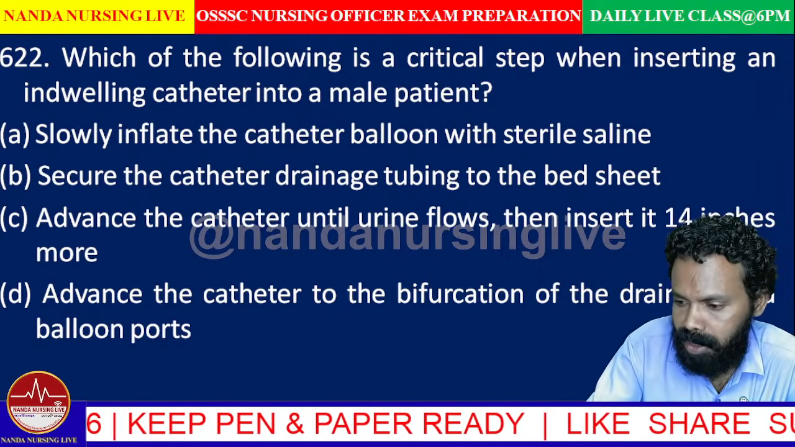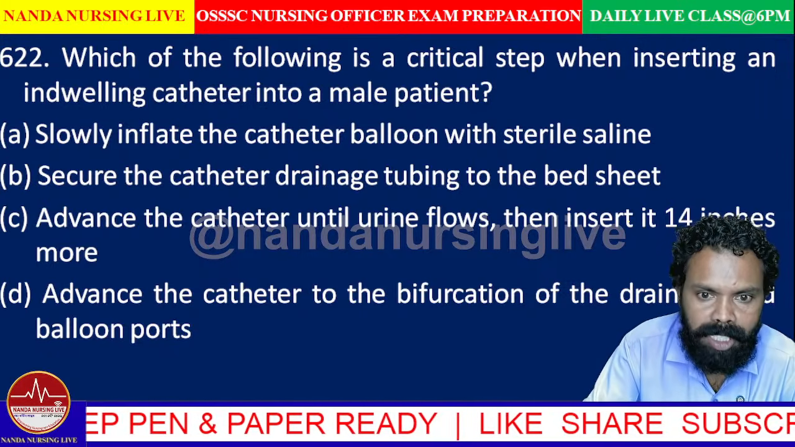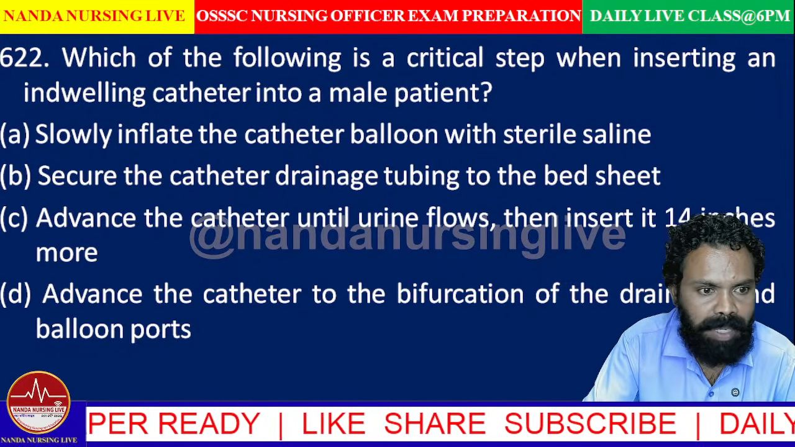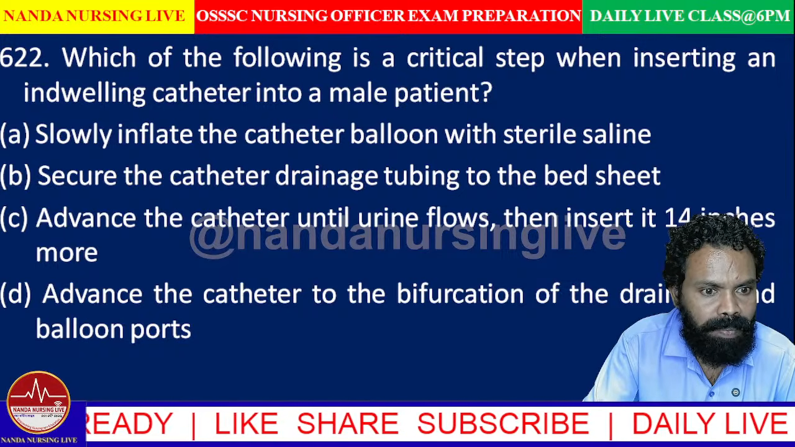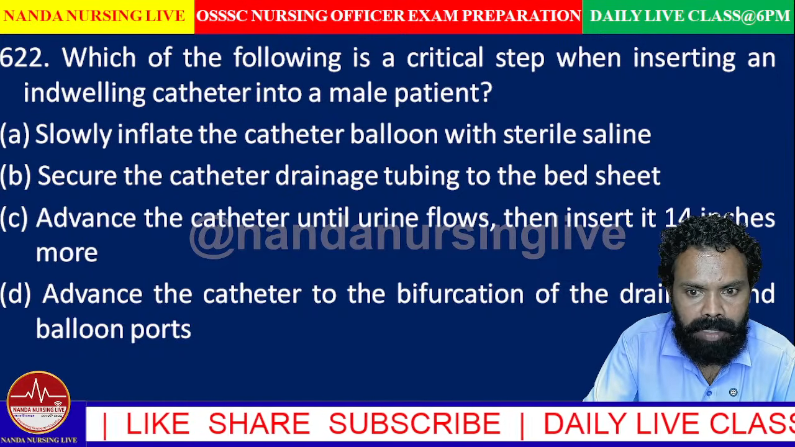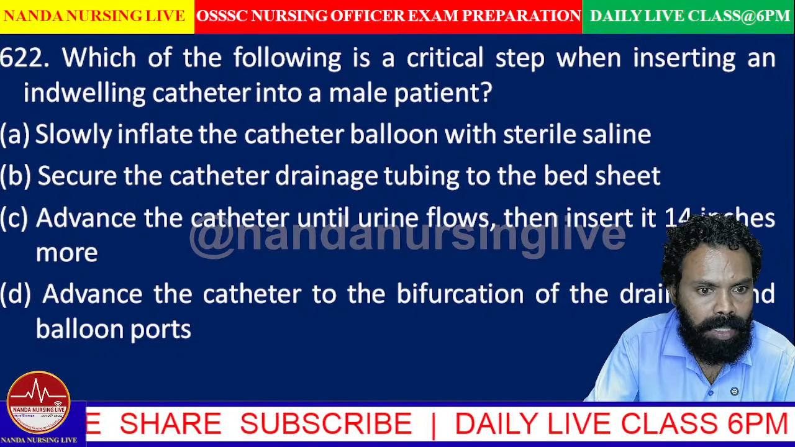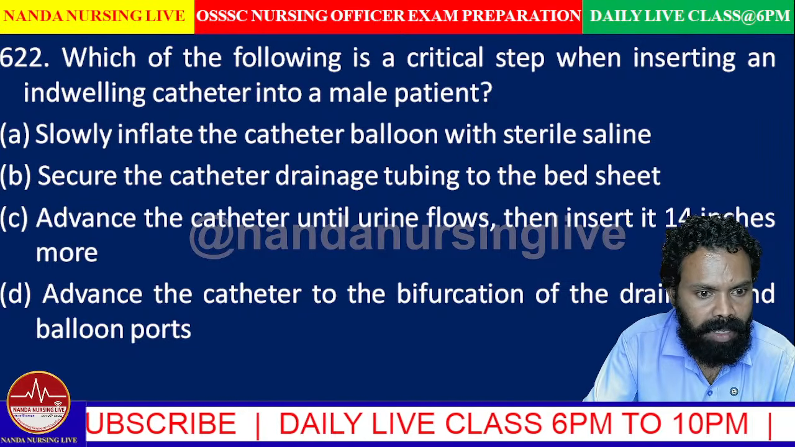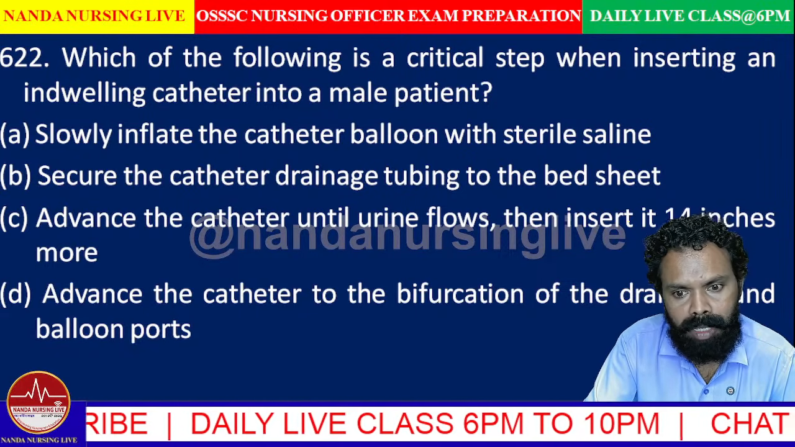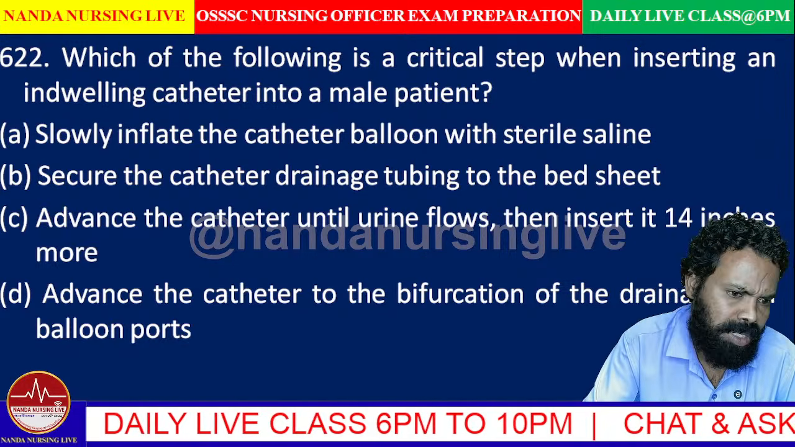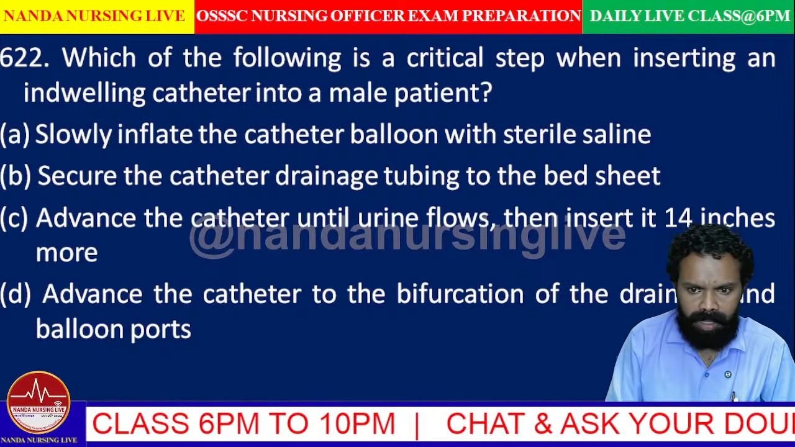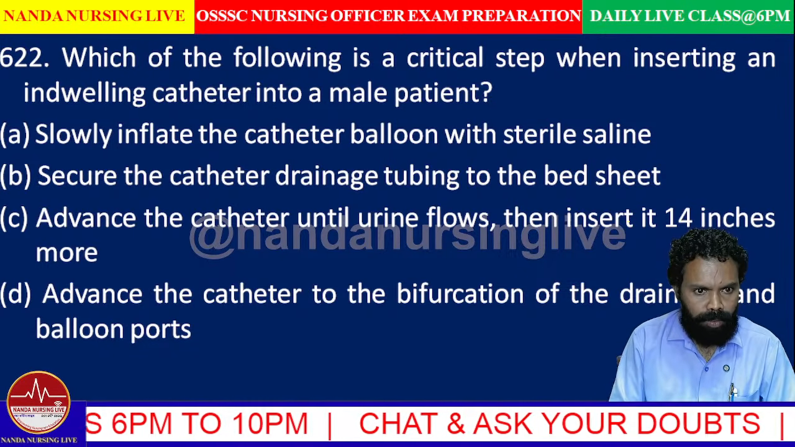Next question number 622. Which of the following is a critical step when inserting an indwelling catheter into a male patient? Option A, slowly inflate the catheter balloon with sterile saline. Option B, secure the catheter drainage tubing to the bed sheet. Option C, advance the catheter until urine flows, then insert it 1 to 2 inches more. Option D, advance the catheter to the bifurcation of the drainage and balloon ports.